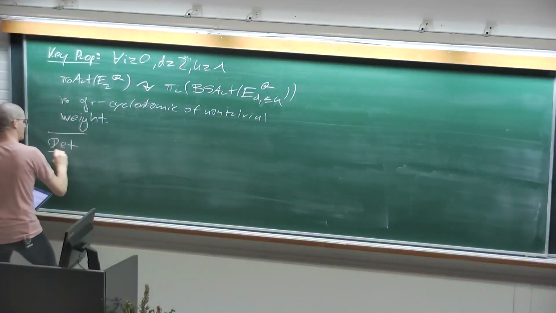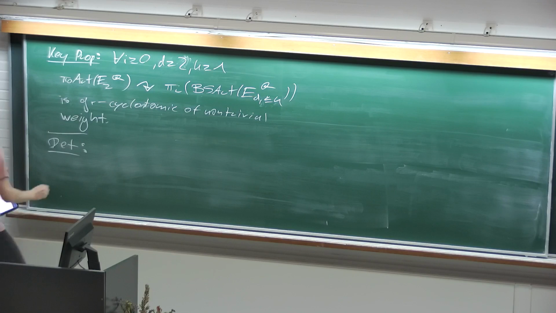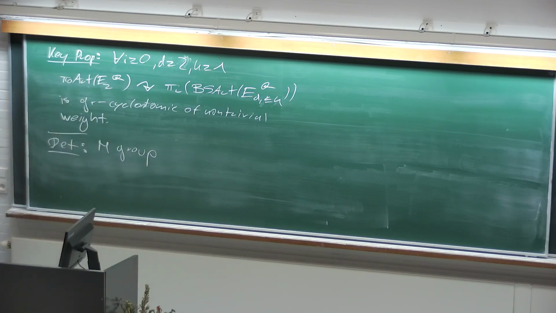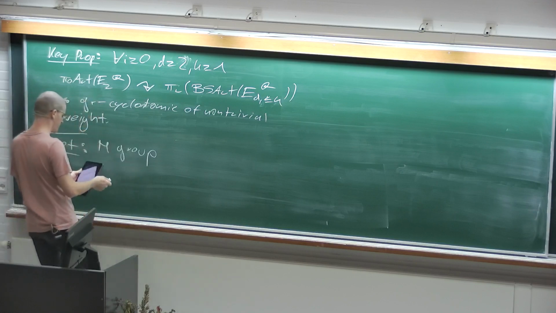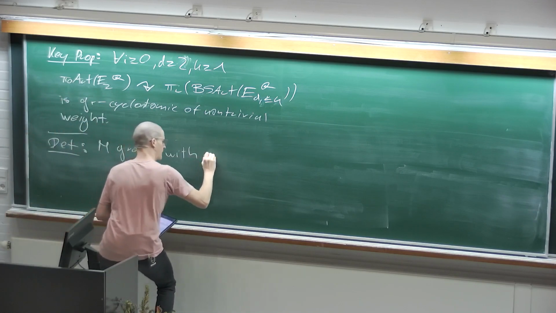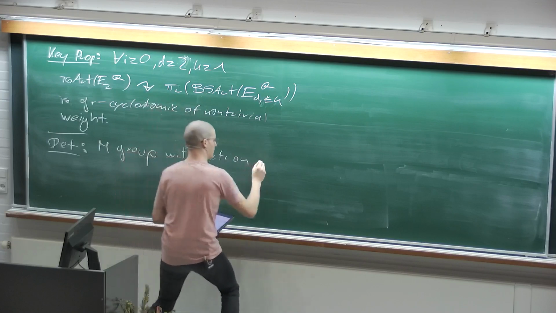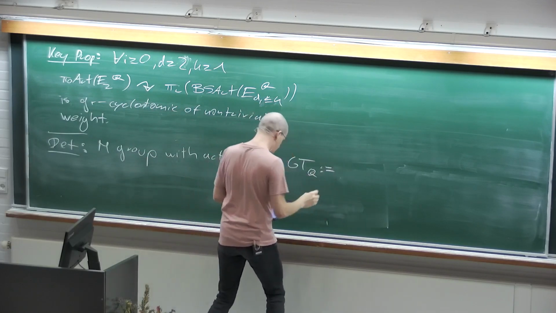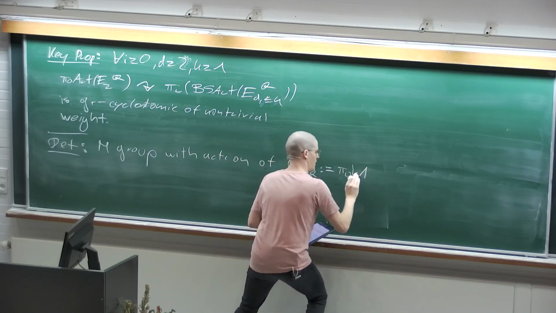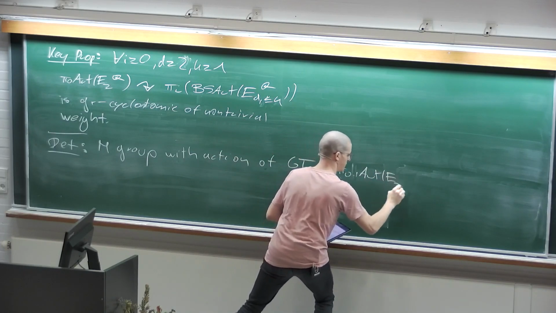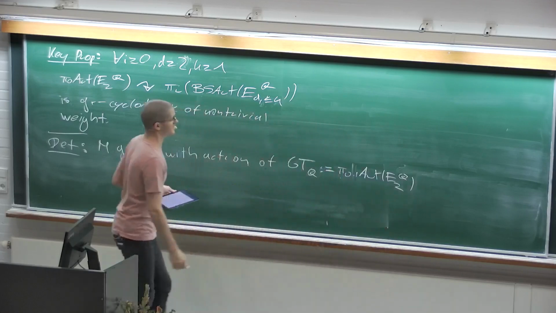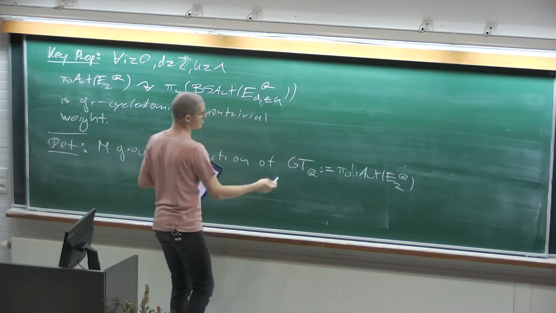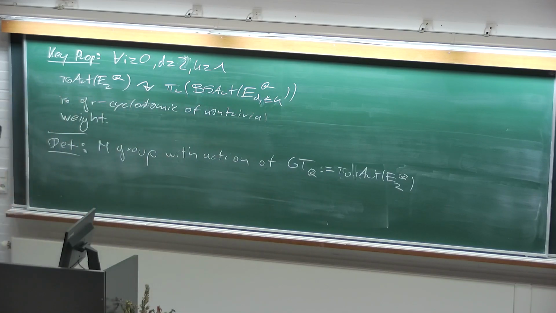So what does it mean to be graded cyclotomic of non-trivial weight? This is a property of an action by pi 0 of the automorphisms of the rationalized Ed operad on a group M. And because I'm going to write it a lot, let me introduce an abbreviation. Let me call it GTQ, the group of automorphisms of the Ed operad. The reason for this notation is it's actually known, but we're not going to use it, that this group is isomorphic to a rational version of the so-called Grothendieck-Teichmuller group, but we're not going to use that.